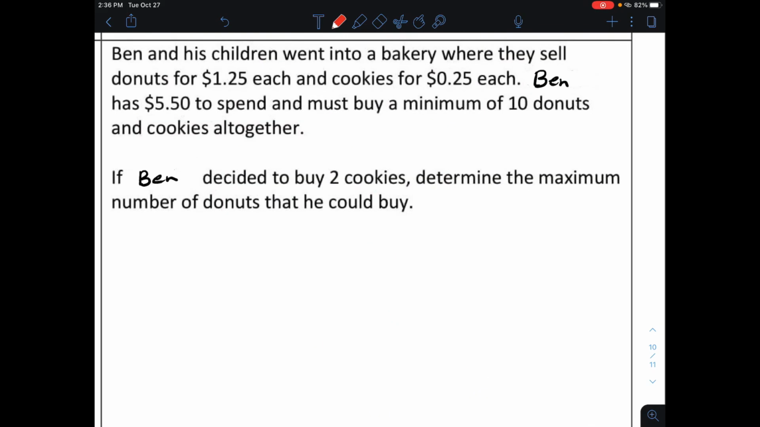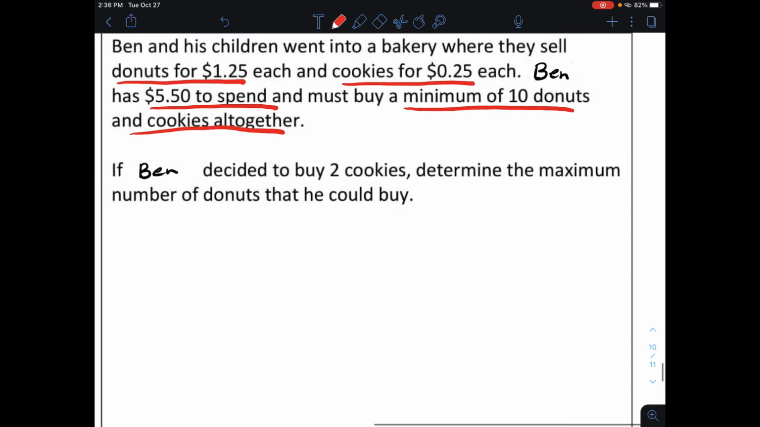Okay, last problem here. Ben and his children went into a bakery where they sell donuts for $1.25 a piece and cookies for $0.25 a piece. Ben has $5.50 to spend and must buy a minimum of 10 donuts and cookies altogether. Okay, so we'll let D represent the donuts and C will represent the cookies.